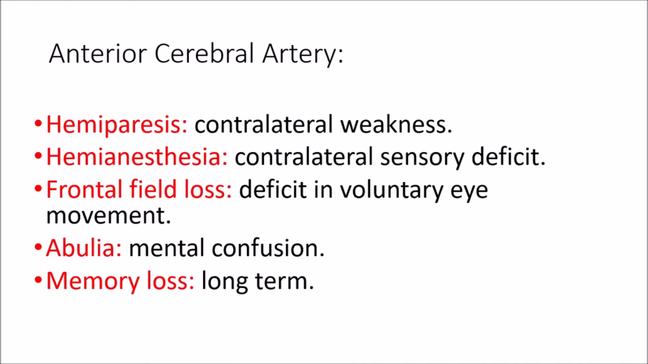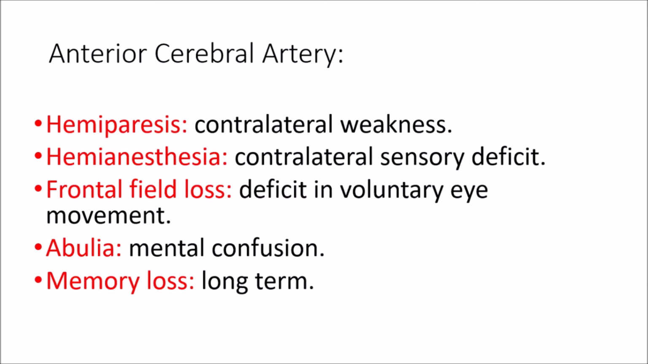Hemiparesis is a contralateral weakness. What happens in hemiparesis? There is weakness in the lower limb and the opposite foot. For example, if there is a stroke in the left side of the brain, there is weakness in the opposite, contralateral lower limb.